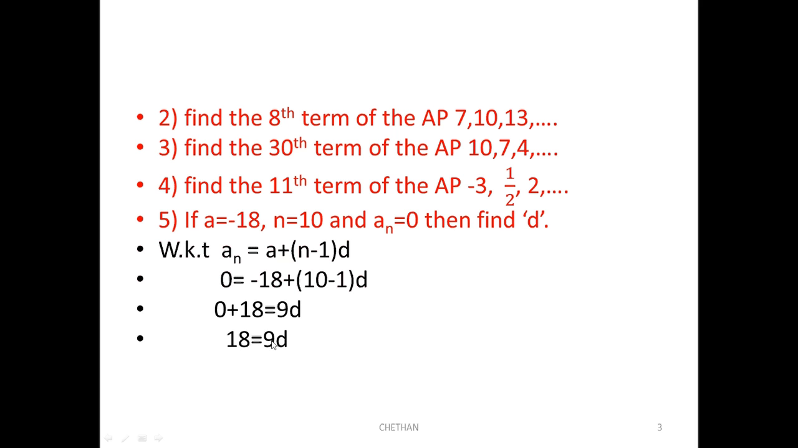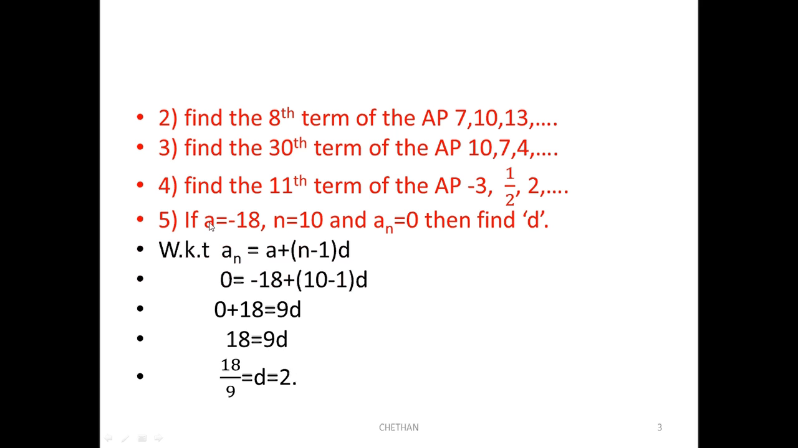So next, 9 is taken to the left side, so it becomes divided by. It is not coming minus because 9 into d is a multiplication factor. So 9 comes to the other side, which means it becomes 18 by 9. 9 ones are 9, 9 twos are 18. So the common difference d is equal to 2.